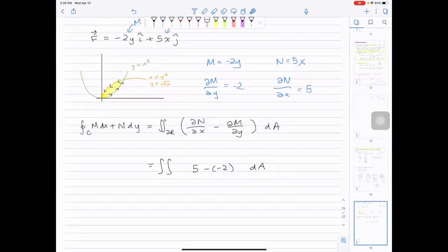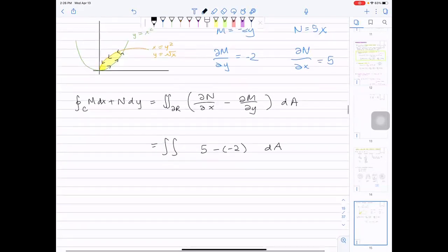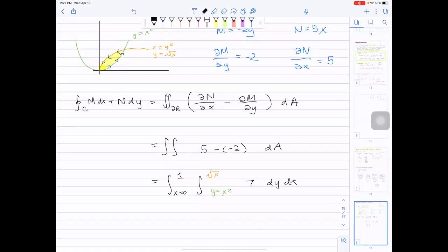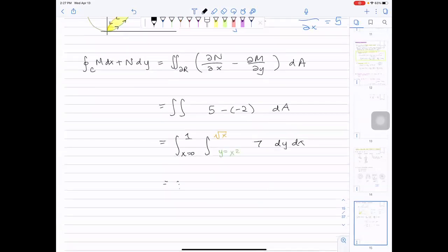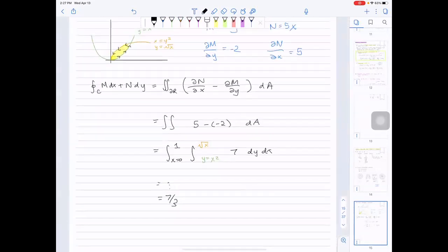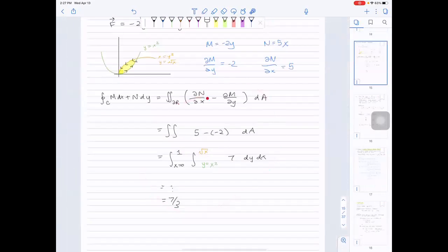If we want to compute this double integral, we can use Cartesian coordinates as usual. If we draw a line in the increasing y direction, we enter at the green curve, y equals x squared, and exit at the orange curve, which is square root of x. Out of all the possible vertical lines we can draw, the smallest x value is 0 and the largest is 1. So we have 7 dy dx. You can keep computing the integral and you get 7/3, which is our same answer, and that was much shorter. Any questions on that?